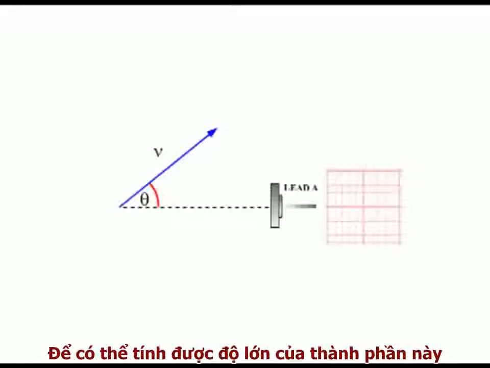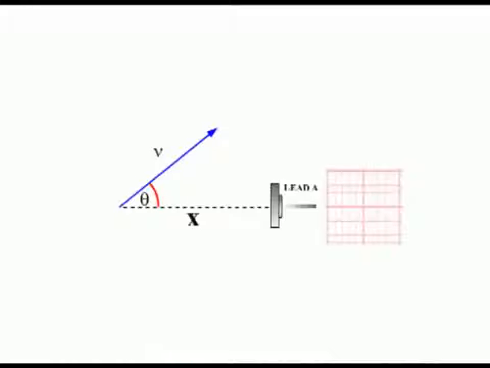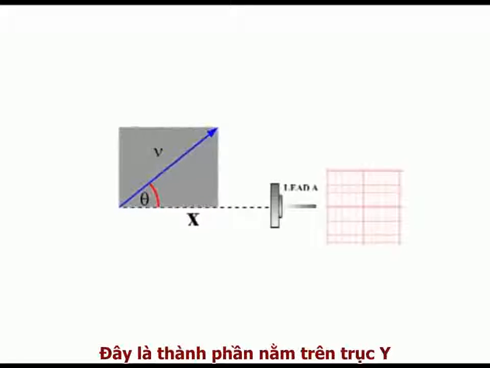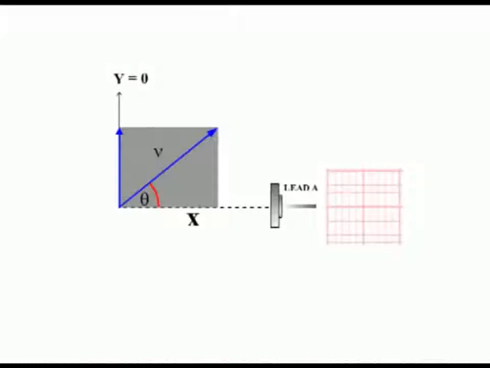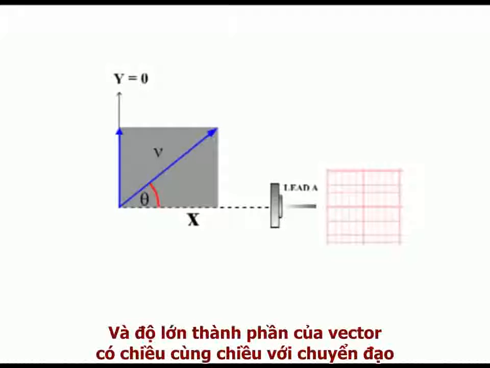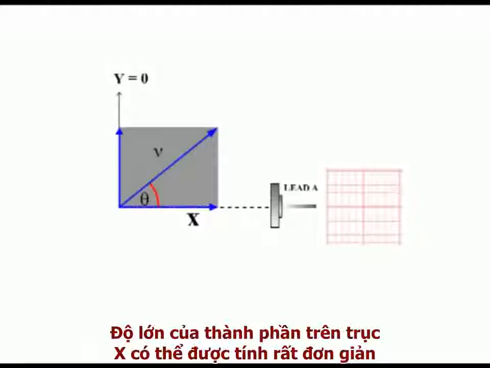To calculate this, we let the direct line to the lead define the x-axis. Using the parallelogram rule, if we draw the parallelogram as a rectangle, this sets the component on the y-axis at 0 relative to the lead. The reason for this will be obvious shortly, and gives us the maximum possible length of the component vector traveling directly towards the lead. The magnitude of this x-axial component can be calculated very simply.